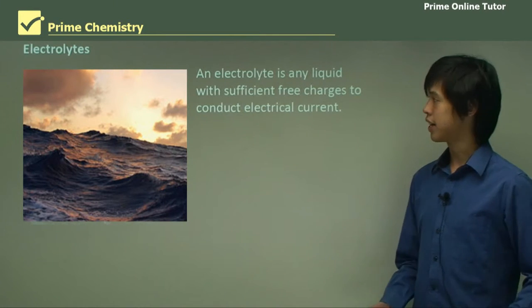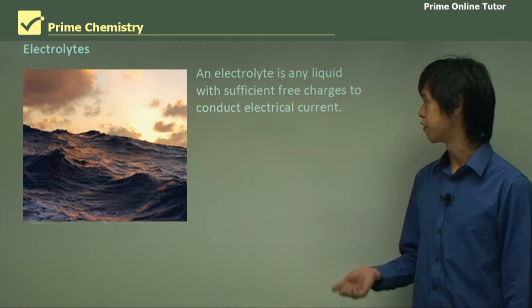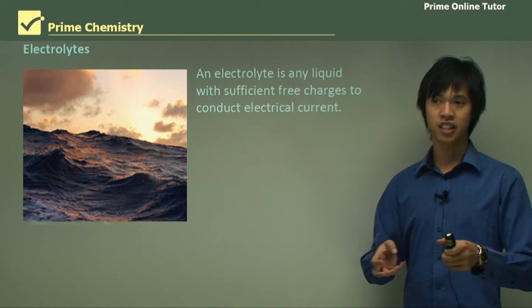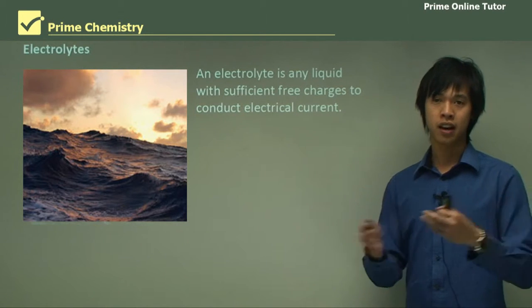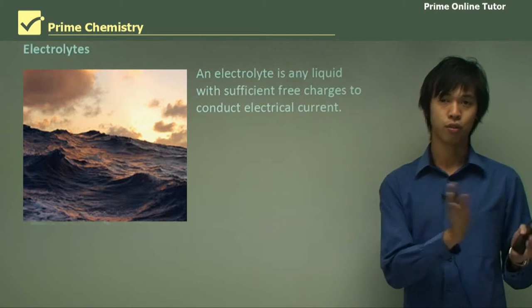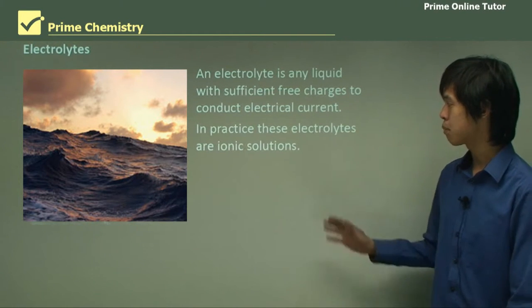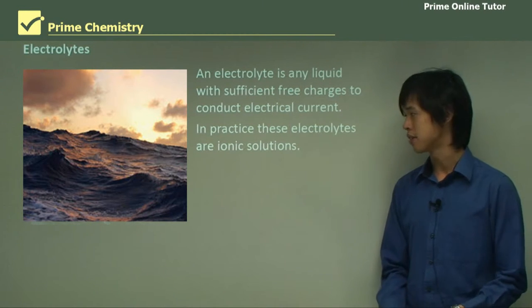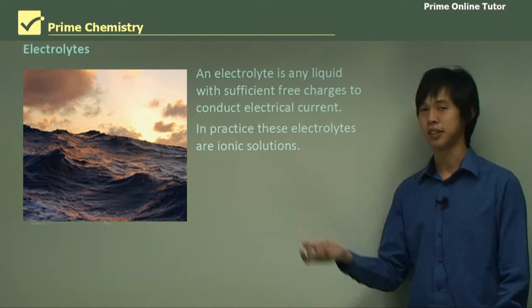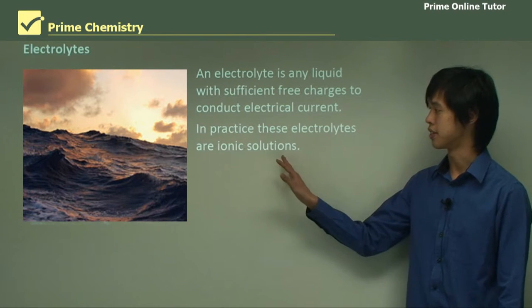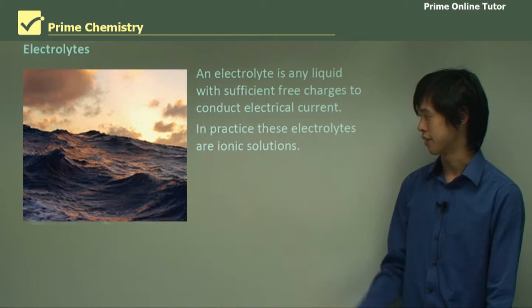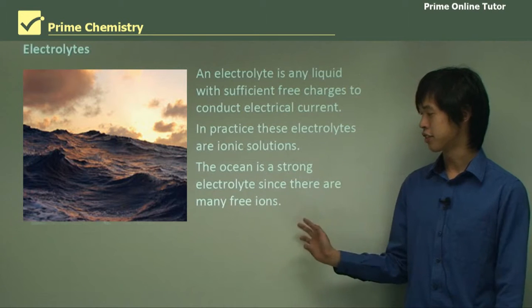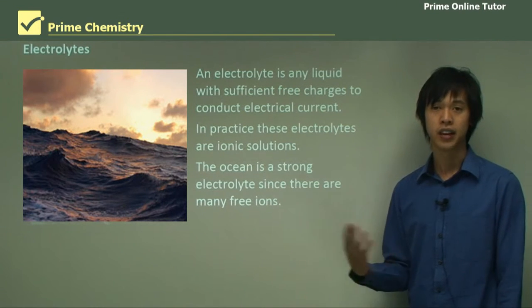So first thing is electrolytes again. An electrolyte is any liquid with sufficient free charge to conduct electrical current. So we have enough free charges in a solution or a liquid to allow current to move through it, essentially. In practice, most of the time these are ionic solutions, but there could be molten salts, which are ionic but not a solution. So there are small differences, but most of the time we see them as ionic solutions. And as I mentioned in the previous lesson, the ocean is an extremely strong electrolyte because there's lots of free ions available in the seawater.